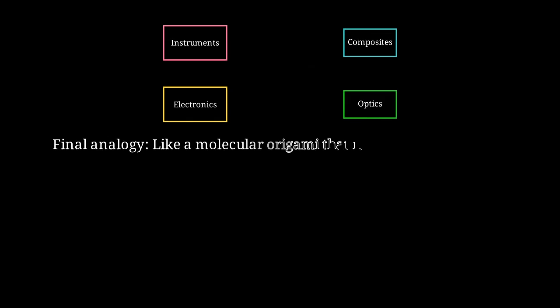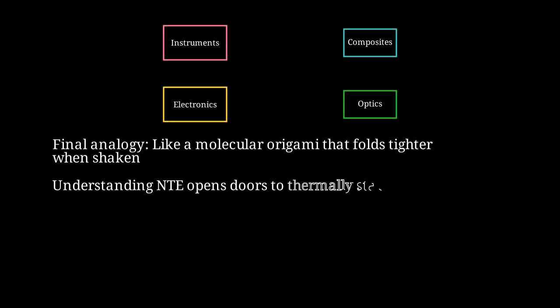Think of it like molecular origami. When you shake it more vigorously by adding heat, instead of flying apart, it folds into a tighter, more compact configuration. Understanding negative thermal expansion opens doors to creating thermally stable technologies that maintain their dimensions across wide temperature ranges.